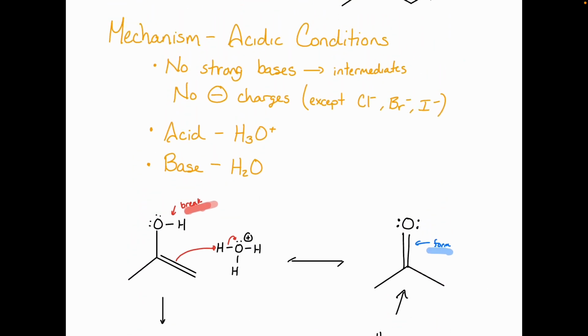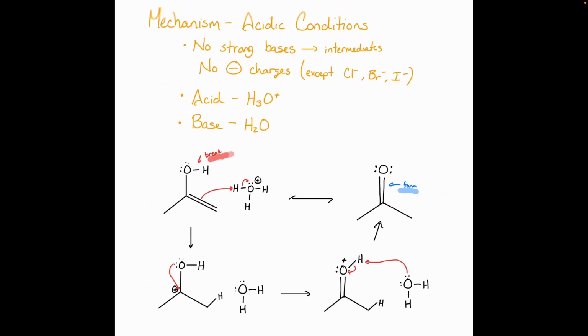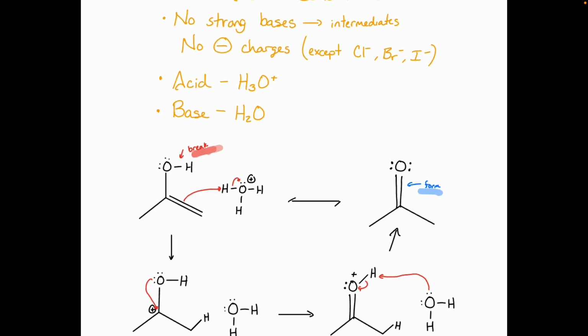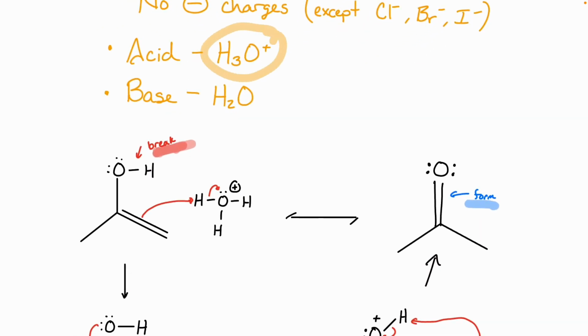All right, so this classification of mechanisms as being either acidic or basic is something we're going to see a lot. Acidic conditions means you don't have any strong bases. Your intermediates, none of them can be strong bases. Okay, which translates more simply into you shouldn't have any negative charges floating around there. If you're going to have something be an acid, you should use the hydronium ion, positively charged. And if you're going to have something be a base, you should use water because it's neutral.